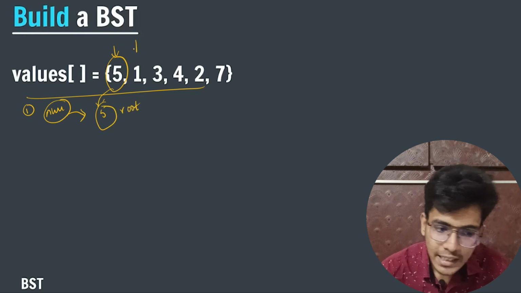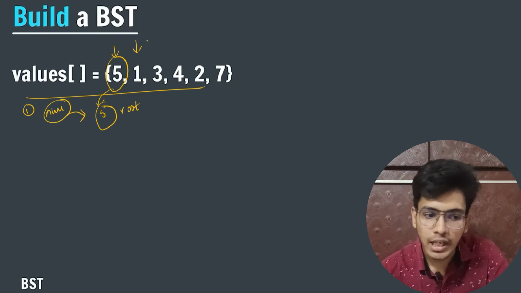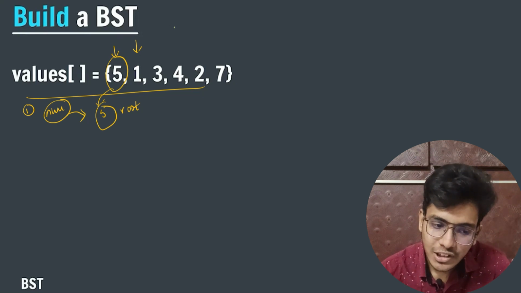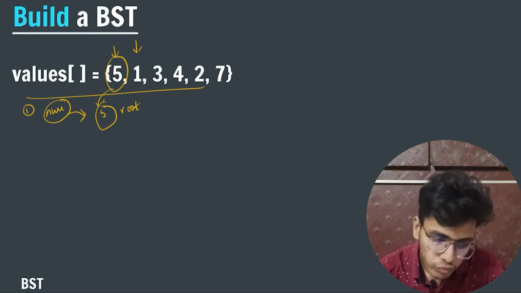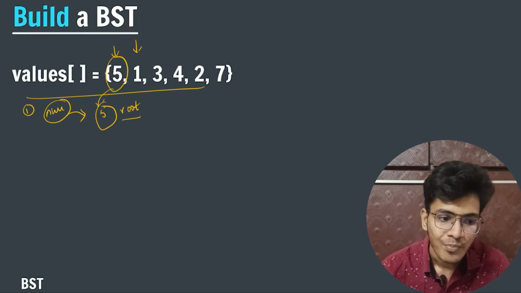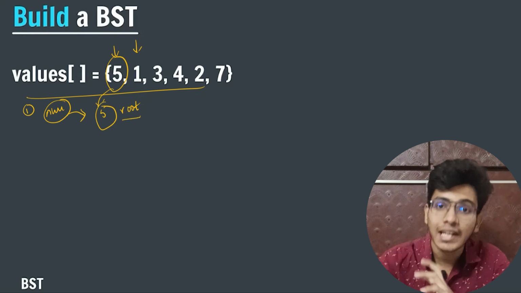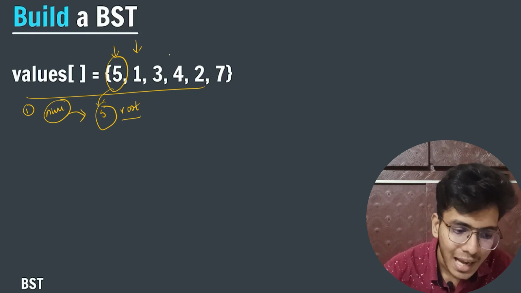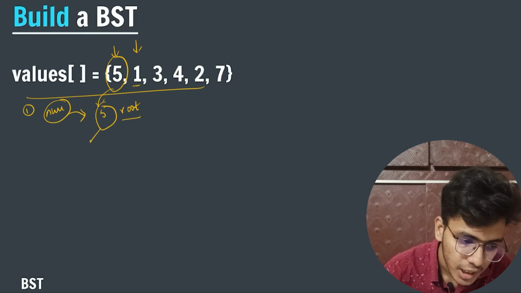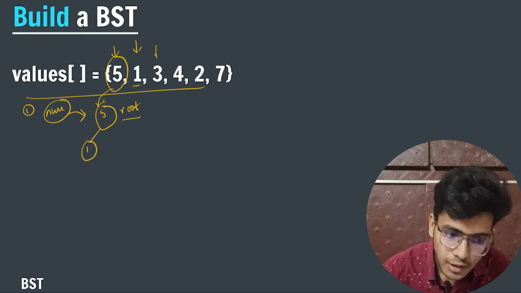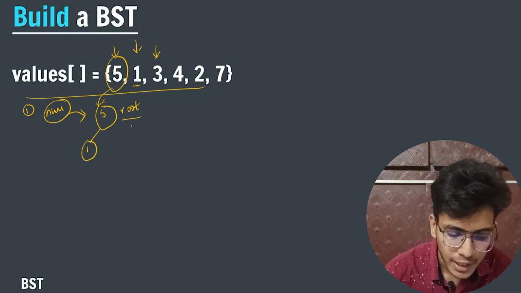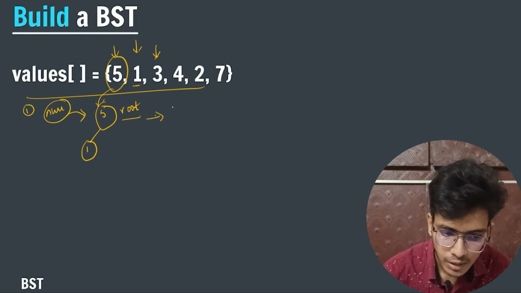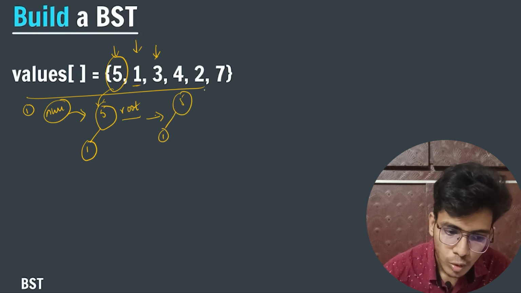After that I will iterate through the next index of my values array, and I will check whether this value is greater than my root value. What is the root value? The root value is 5. If my root value is greater than my element, then I will add that element on the left side. So my tree will become 5 and 1, and the root node will be this.